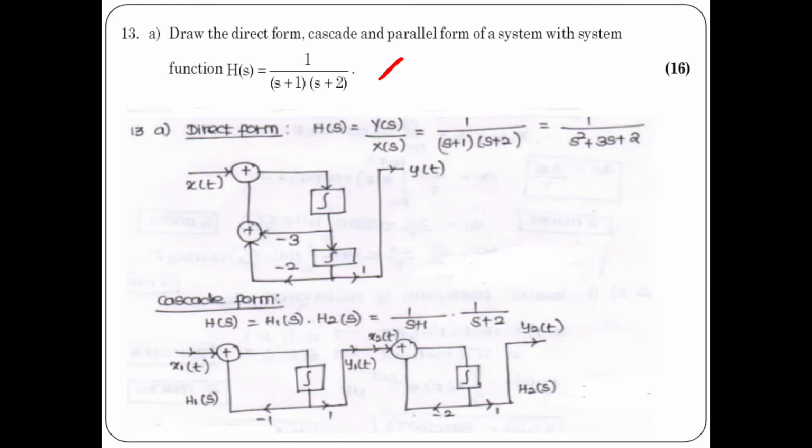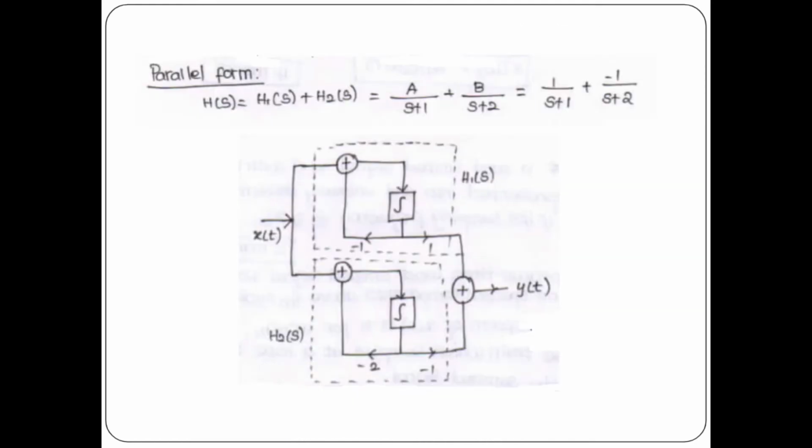So direct form 2 has been drawn here. For cascade form, H(s) is equal to H1(s) into H2(s). So cascade the given transfer function into two as H1(s) and H2(s). Draw direct form 2 realization structure individually for those two transfer functions and cascade them. Cascading is nothing but the output of the first system is connected to the input of the second system.